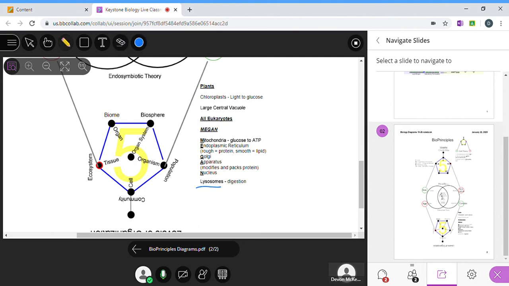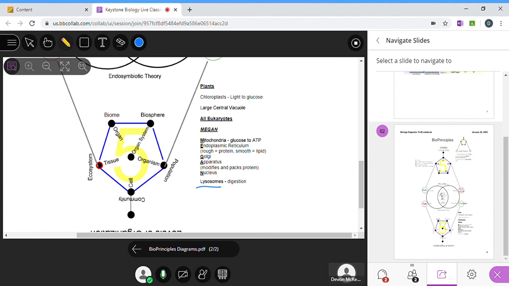So in Megan-L, the final letter is L for lysosome. And the lysosome is near and dear to me because it's kind of like the stomach of the cell. And I like to eat, and well, so does the cell. And the lysosome contains digestive enzymes. And when the cell eats something, this lysosome kind of engulfs it and bathes it in the digestive enzymes, breaking it down so the cell can use it.